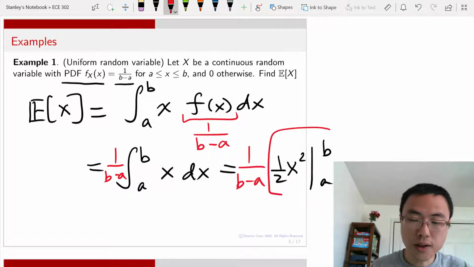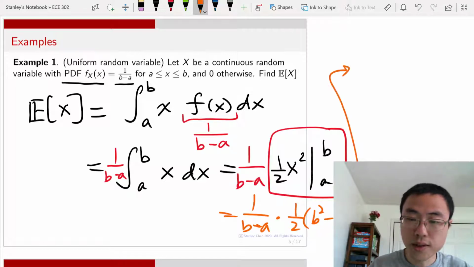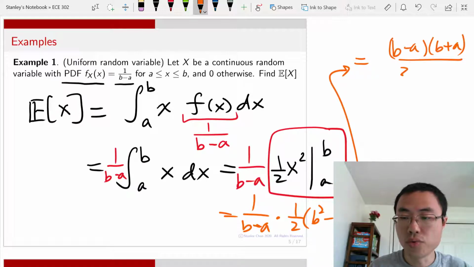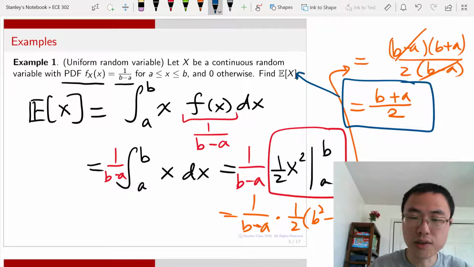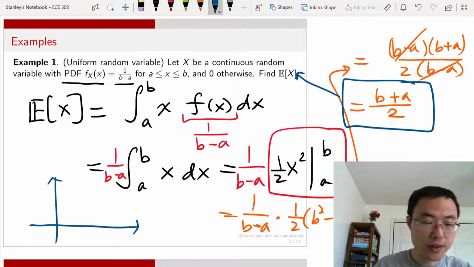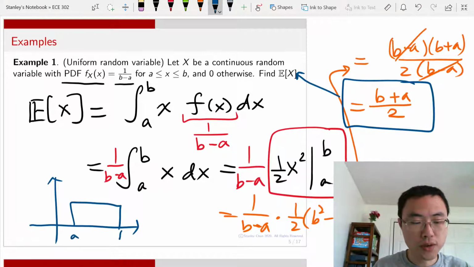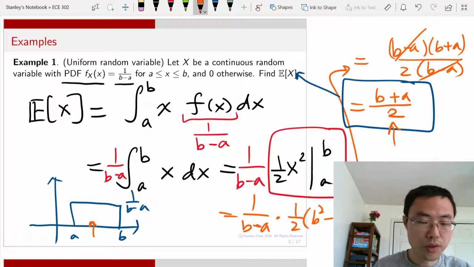Okay, and so now if you evaluate this integral, that will give you 1 over b minus a times 1/2 of b squared minus a squared. So what is this? This is b minus a times b plus a, divided by 2 times b minus a. So we can have a cancellation. That will give you b plus a divided by 2. Okay, and this is the final answer to this expectation. Now, does it make sense? Well, it makes a lot of sense if you draw the diagram. Here is your fx. Fx is a uniform distribution from a to b with a height of 1 over b minus a. And then what is the mean? The mean, according to this formula, is at the center, which is b plus a divided by 2. Okay, so the mean is right here.